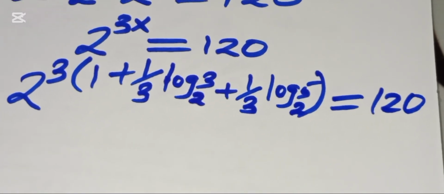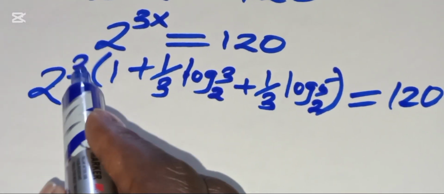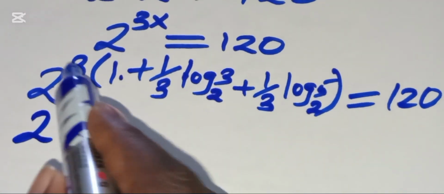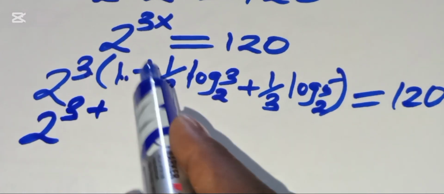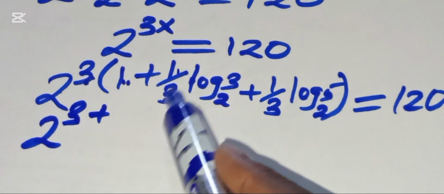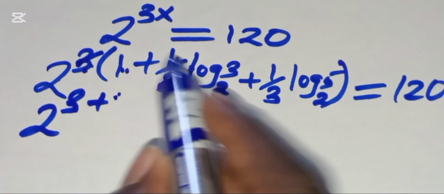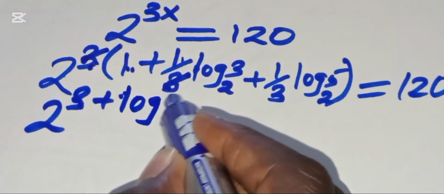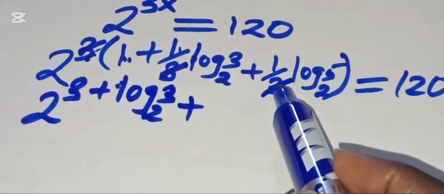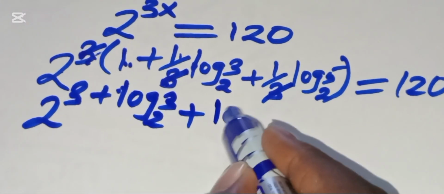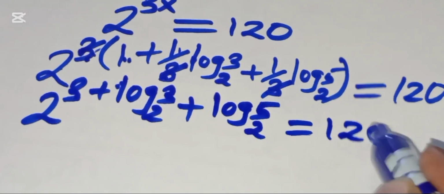Okay. Now from what we have here, this is 2 raised to power 3 times 1, which is 3, plus 3 times a third. Now we simplify this so that we have 1 times log 3, which is the same thing as log 3 to base 2, plus, now 3 and 3 simplify here, which is the same thing as log 5 to base 2. This is supposed to give us a value of 120.